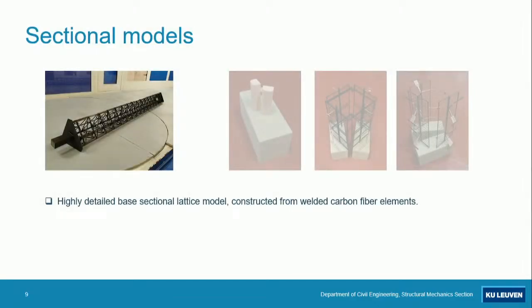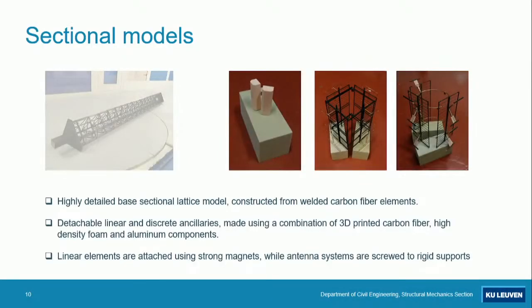So we've done a test with a sectional model of that lattice tower. You can see here the level of detail which is in the sectional model, where you can see that all the individual members are present in the model. And then you can also see how the discrete ancillaries were represented, also with a high level of detail. And these could be easily added to the actual sectional model, in particular for the discrete ancillaries, so that we could easily remove and include them throughout the various tests.